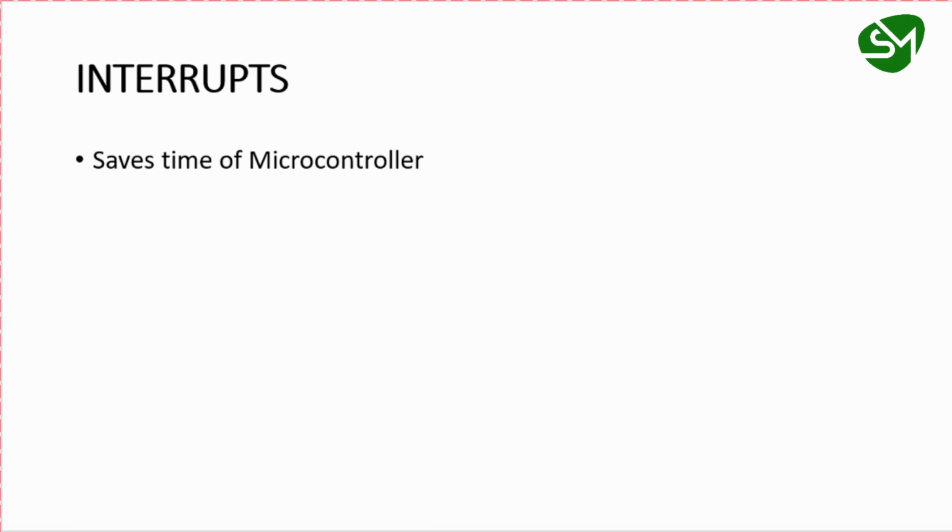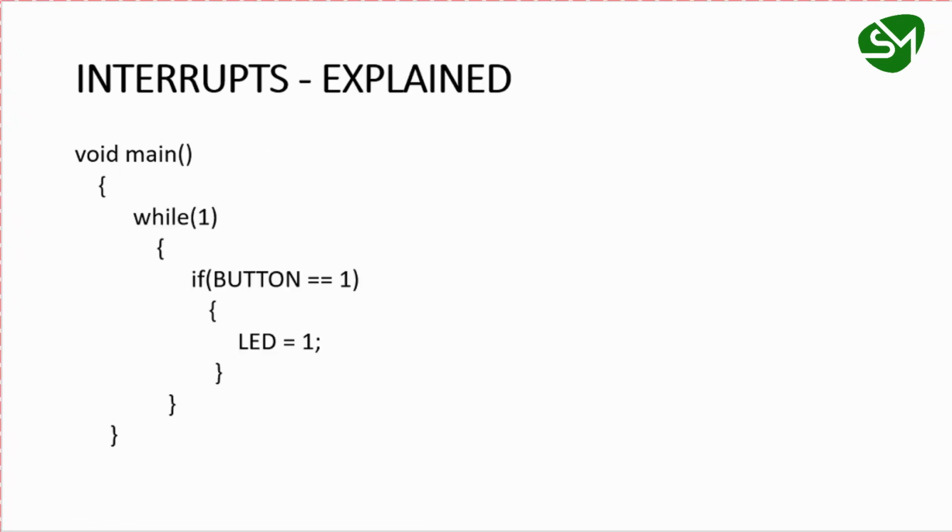Let's understand how it saves that. For that, I am taking a simple button program for understanding this interrupt. You can see this is the main function, and this is an infinite loop that is available in most of the programs. Here I have written a condition for the button to be high. If the button is high, I am just turning on the LED.